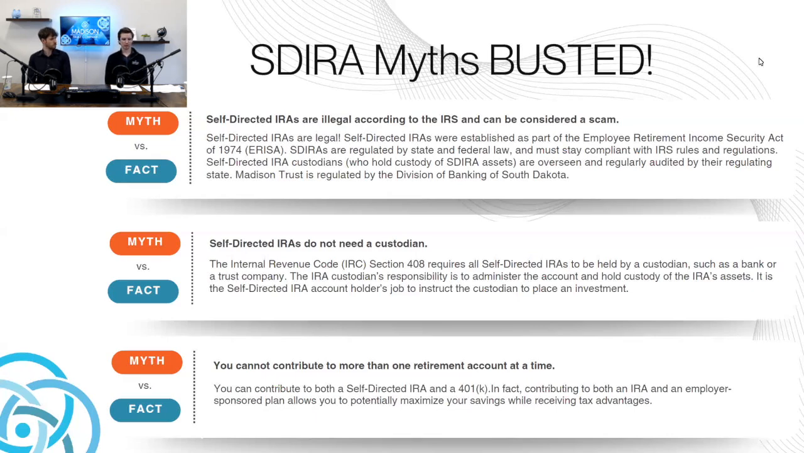Right. And then this last myth we'll jump into here: you cannot contribute into more than one retirement account at a time. You can absolutely contribute to more than one, whether that's a self-directed IRA or a 401k. You do have that same tax advantage in both cases. So yeah, possibility either way.